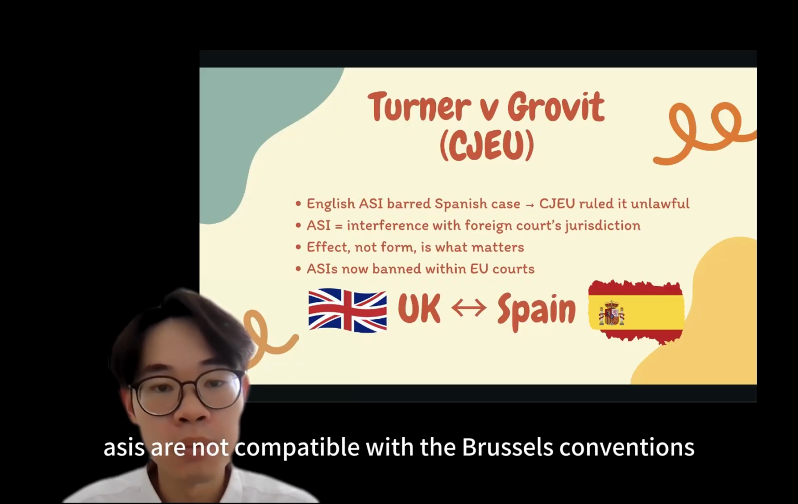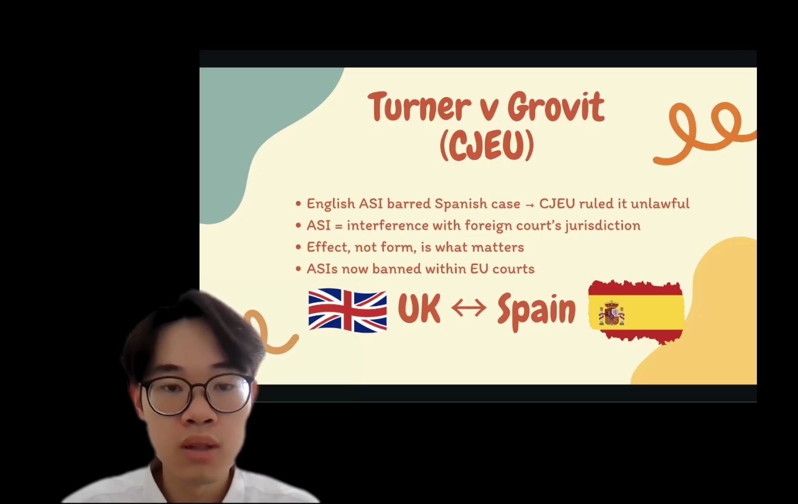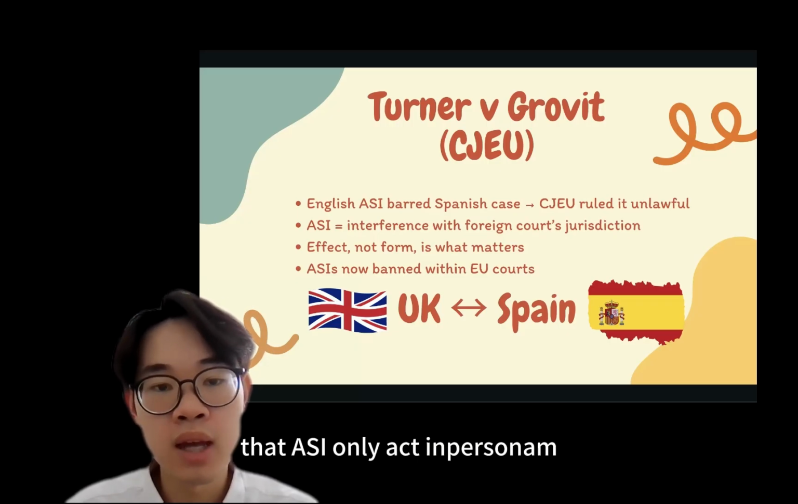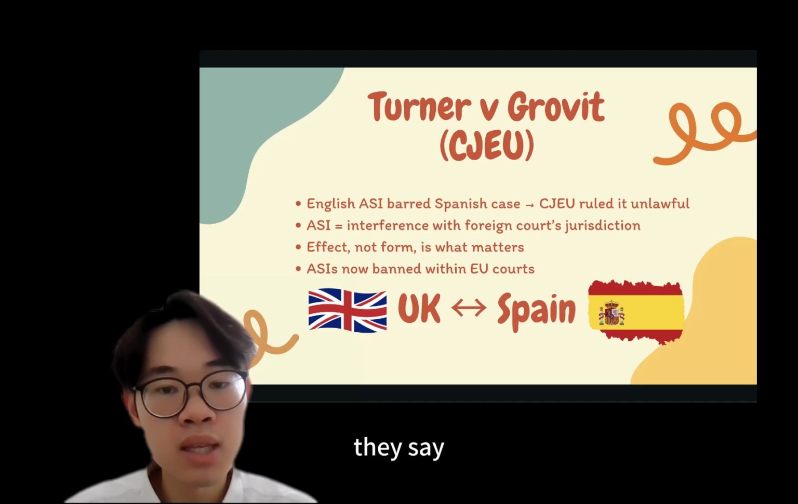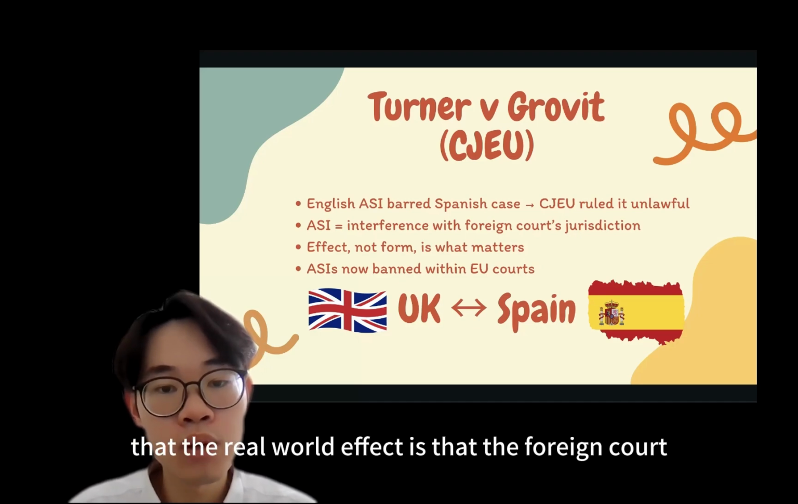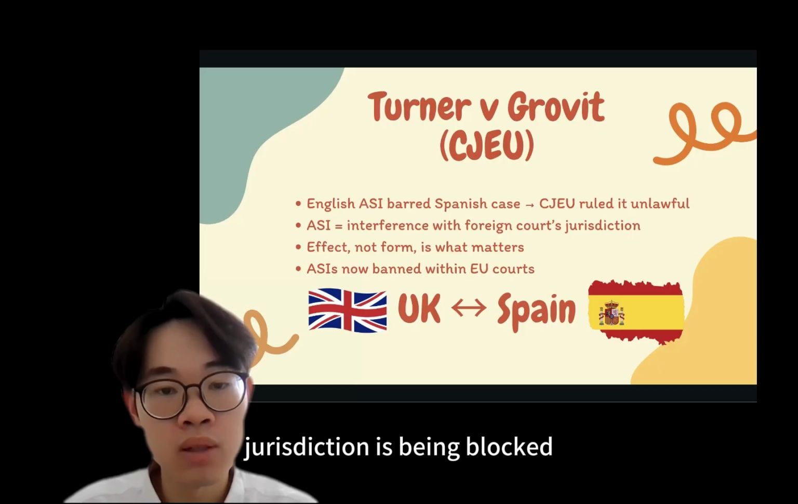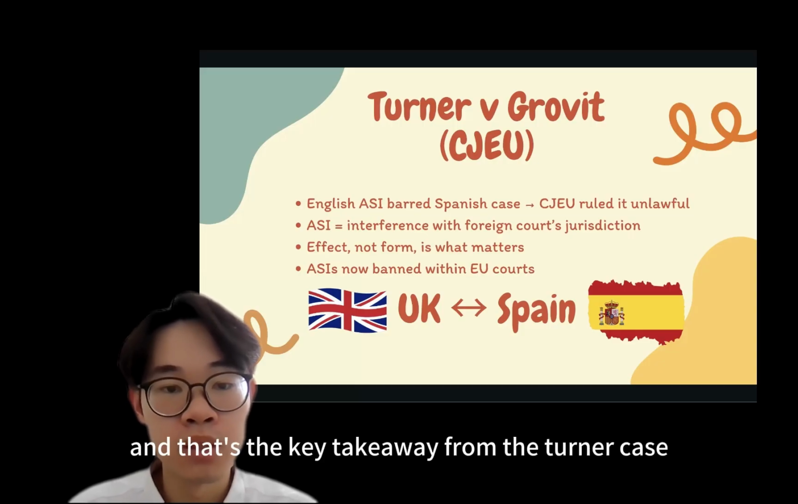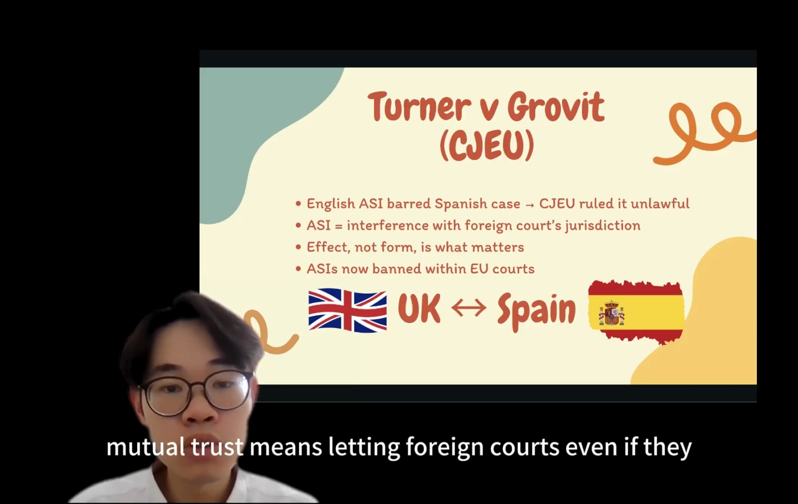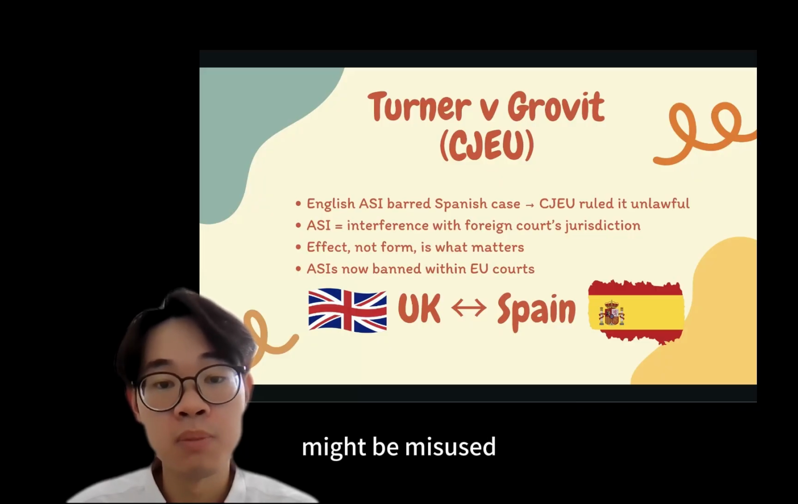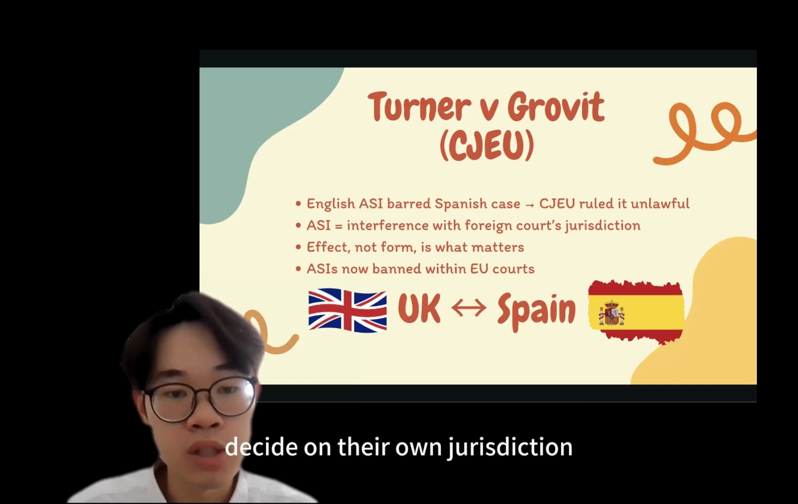ASIs are not compatible with the Brussels Convention. The court didn't buy the argument that ASIs only act in personam. They said that the real-world effect is that the foreign court's jurisdiction is being blocked. And that's the key takeaway from the Turner case: mutual trust means letting foreign courts, even if they might be misused, decide on their own jurisdiction.